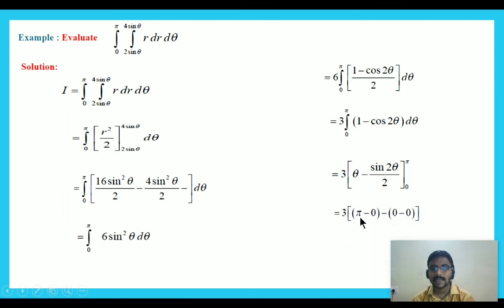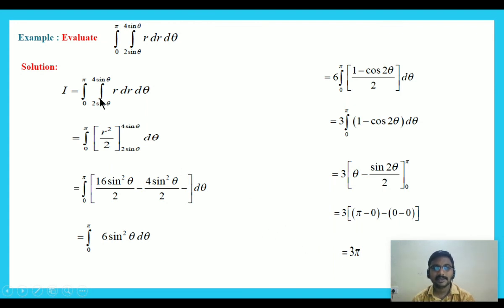Substituting upper limit as pi and lower limit as 0: pi minus sin 2 pi by 2. But what is the value of sin 2 pi? 0. That is 3 into pi, which is 3 pi. It is the required result. So easily we can obtain the result.